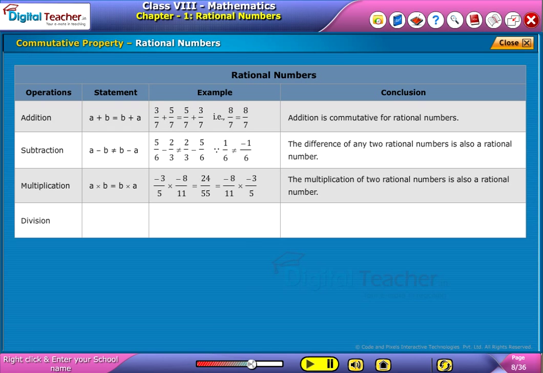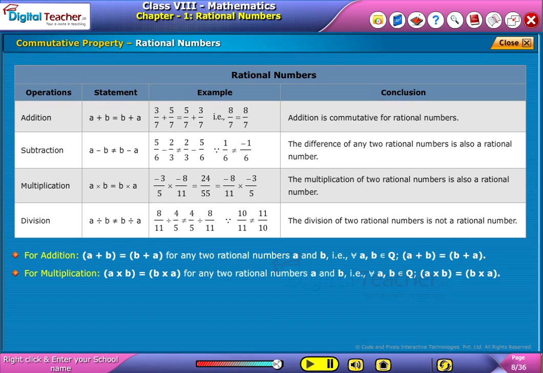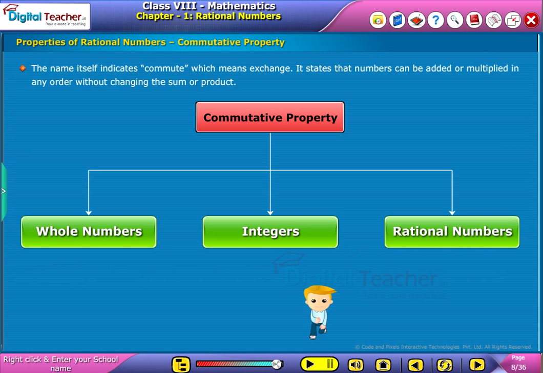Under division, it states that the change in the order of two rational numbers changes the result when divided. For example, 8 by 11 when divided with 4 by 5 is not equal to 4 by 5 when divided with 8 by 11. It concludes a into b is equal to b into a for any two rational numbers a and b. That is for all.